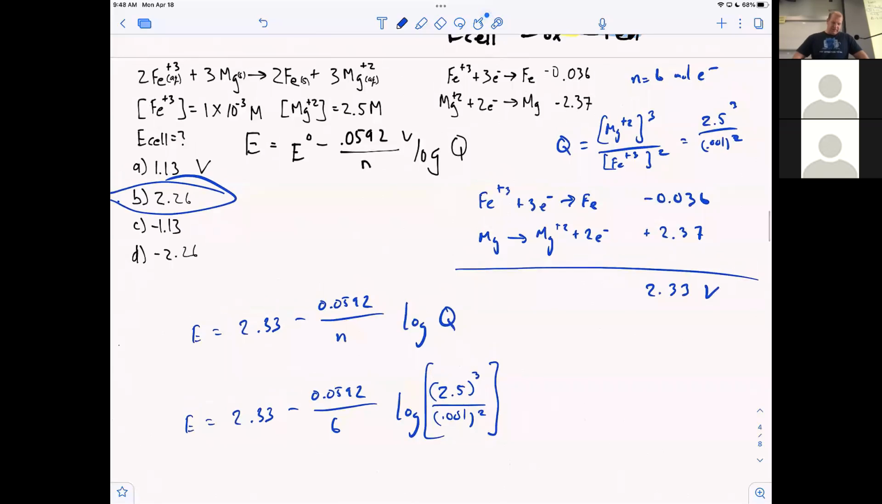So Q is going to be magnesium plus 2 cubed over iron plus 3 squared, and iron plus 3 is 1 millimolar, 10 to the minus 3 molar. Magnesium is 2.5 molar. So 6 moles of electrons transferred. So it's going to be 2.33 minus 0.0592 over 6 times log base 10 of 2.5 cubed over 0.001 squared.